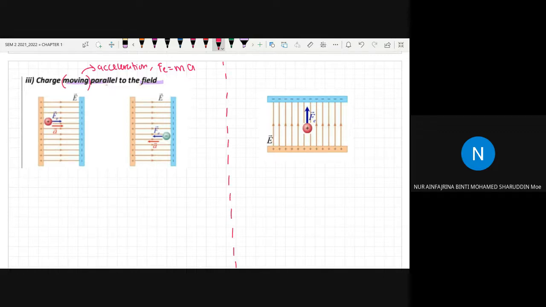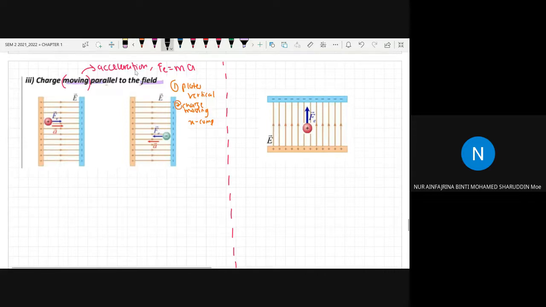Okay, let's see one by one. So now moving parallel. This is when your plates are vertical. These plates are vertical, but you must look here: the plates are vertical but the charge is moving in the X component. So the plates are vertical and the charge is moving in the X component.